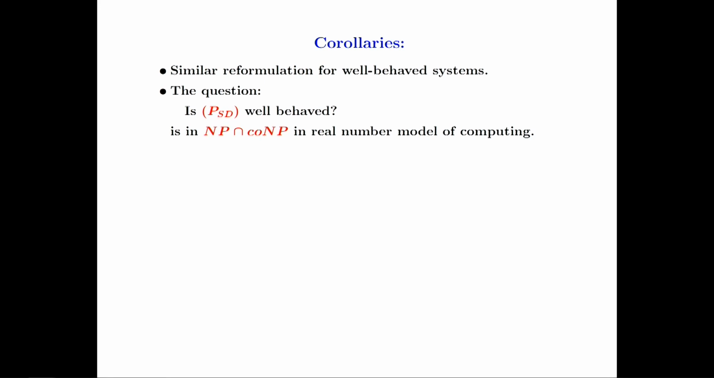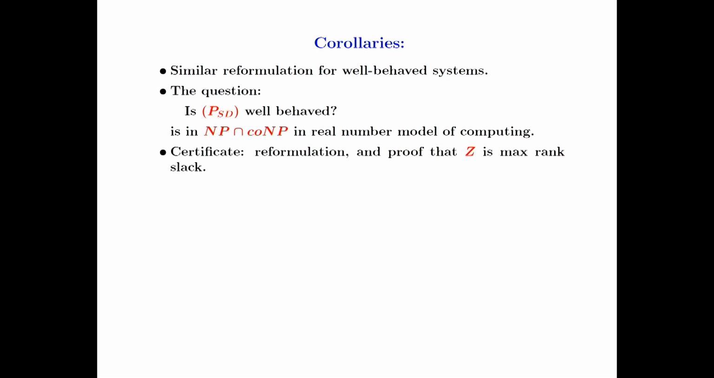So some corollaries. For well-behaved systems, I can create a similar reformulation. I'm not going to go through the steps. So this question: is this system badly behaved or well-behaved? That's in NP intersect co-NP in the real number model of computing, which is essentially that I can write down square root 2 and square root of 5 in 1 unit of space, and I can add them in 1 unit of time. This is liked a lot by numerical analysts, not so much by computer scientists, but this is a well-accepted model of computation.